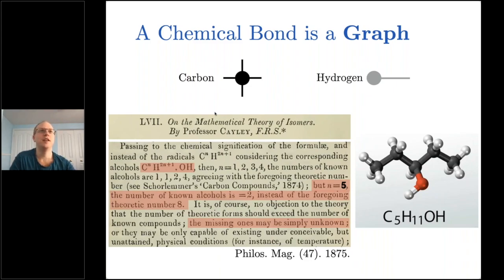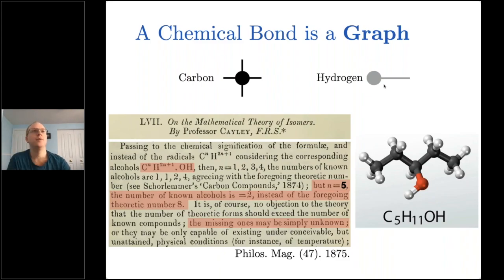So this is an article here by Cayley from 1875. In this article, he basically studies different structures of the form N carbon atoms, 2N+1 hydrogen, and then this extra OH at the end. And he goes through different values of N. So when N is 2, for instance, you'd have 2 carbons and 5 hydrogen and this extra OH. And he counts the different kinds of graph structures you could have with this carbon and hydrogen and the extra OH.